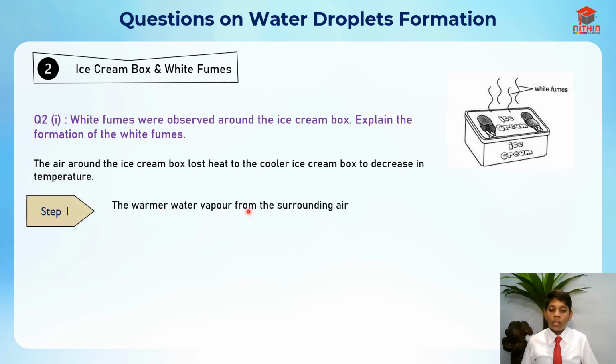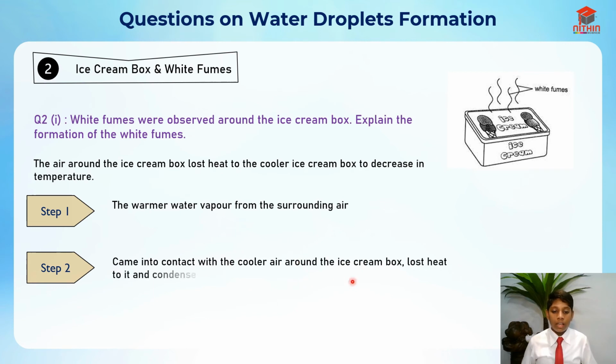Then the warmer water vapor from the surrounding air, step 2, came into contact with the cooler air around the ice cream box. This decrease in temperature means the air over here turns cooler. So it came into contact with the cooler air around the ice cream box, lost heat to it, and condensed to form tiny water droplets.